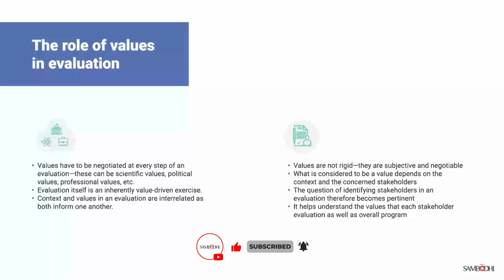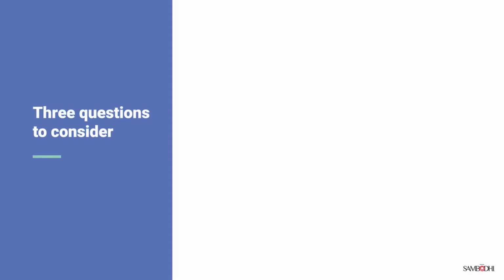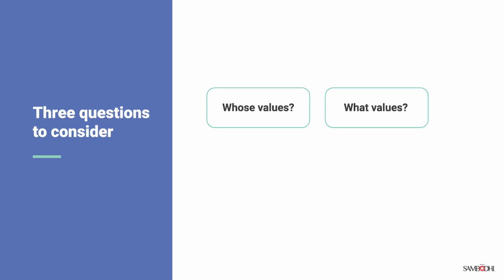So, figuring out who the stakeholders are in an evaluation is important because it helps us understand the values of each stakeholder, the evaluation, and the program as a whole. However, before we proceed further, we need to consider three questions. Number 1, whose values? Number 2, what values? And number 3, how to value? Now let's understand what it means when considering the aforementioned questions in the evaluation process.